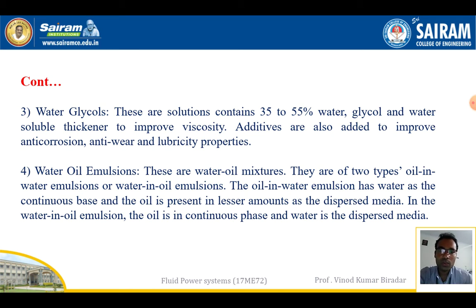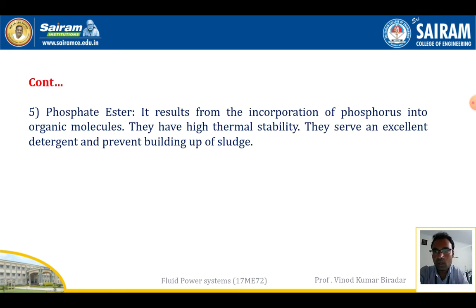Okay, so that is the third one, and the fourth one is water oil emulsion. These are water oil mixtures. They are of two types: oil in water emulsion or water in oil emulsion. In the oil in water emulsion, water is the continuous phase and the oil is present in lesser amount as a dispersed medium. In the water in oil emulsion, the oil is in the continuous phase and water is the dispersed medium. This fourth one is not used normally, but the above two, the water based and the petroleum, are used frequently in the hydraulic power system.